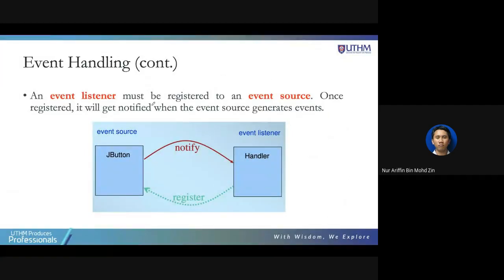An event listener must be registered to an event source, like I mentioned before. Once registered, it will get notified when the event source generates an event. So this event listener is registered to this JButton. Whenever this JButton is clicked, the information will go to this handler, this event listener, to be executed. Whatever process resides over here will be executed.